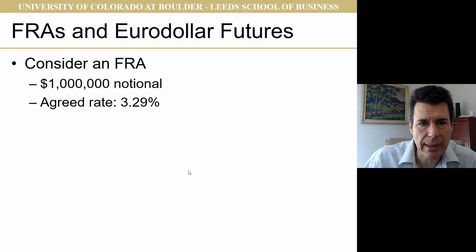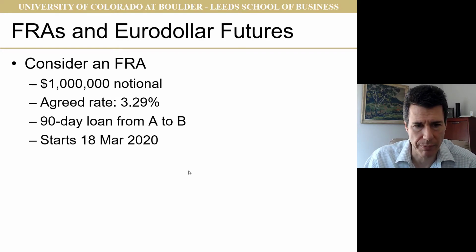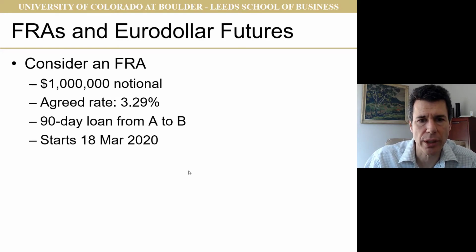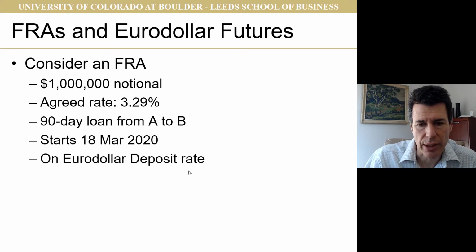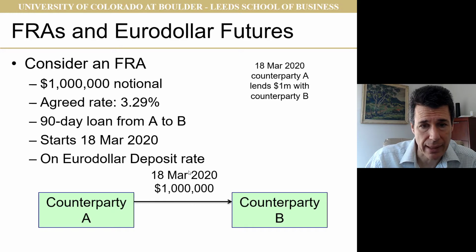For our first example, we're going to look at the following FRA. So we've got $1 million notional. We've agreed a rate of 3.29%. It's a 90-day loan from counterparty A to counterparty B. It starts on the 18th of March 2020 on a Eurodollar deposit rate. We're in dollars, so that's going to be an actual over 360 rate. So we've got 2 counterparties, A and B, and A starts by lending money, $1 million, on the 18th of March 2020 to counterparty B.